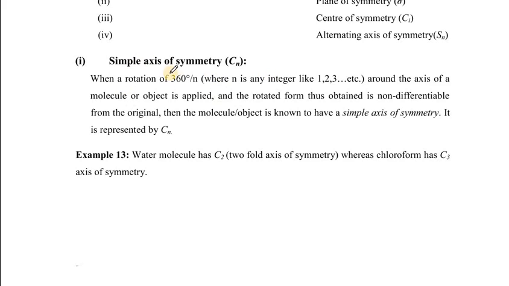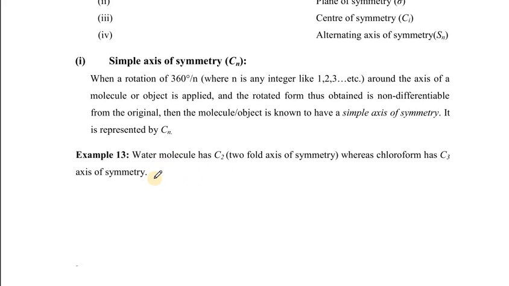First is the simple axis of symmetry, Cn. When a rotation of 360 degrees around the axis of a molecule or object is applied and the molecule thus obtained is not differentiable from the original, then the molecule or object is known to have a simple axis of symmetry. It is represented by Cn. That is, when a rotation is done by 360 degrees, how many times the same identical image appears.